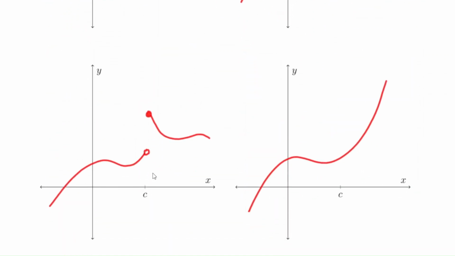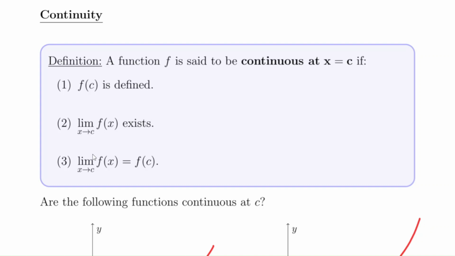Okay, let's go down to this one down here. Is this one continuous at c? Well, no, it's got a jump in the graph, but the idea here is that the limit as we approach c from the right and the limit as we approach c from the left are not the same. So the limit as x approaches c, that ordinary limit, does not exist. So that second condition is not satisfied.